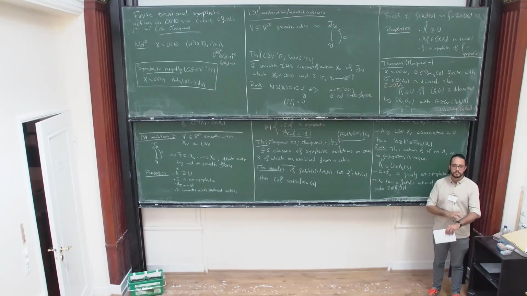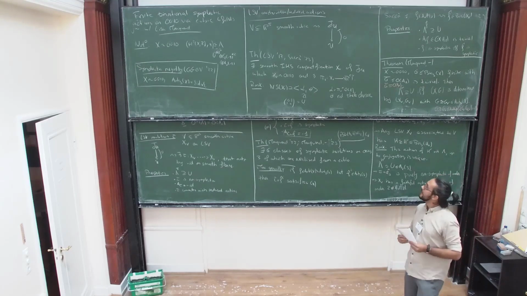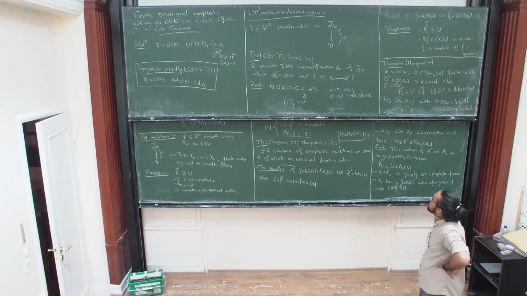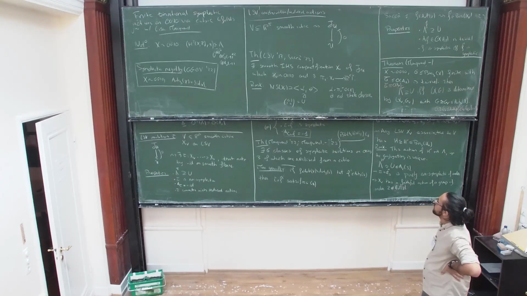Can I ask about the construction, right? So can you recover V from X? So if the rational class of X is fixed, would there be more than one V?